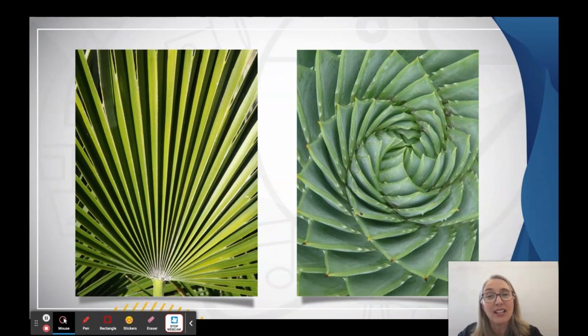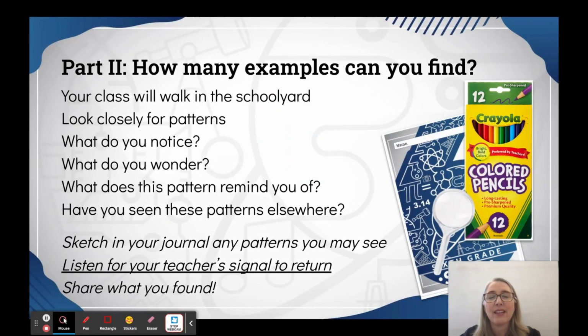This fan looks like it's exploding out from the bottom with this explosion pattern radiating out on its wonderful California palm leaf. But we also have this pattern of a fractal where things are getting smaller and smaller and smaller, but also radiating out from the center. So, how many examples can you find?